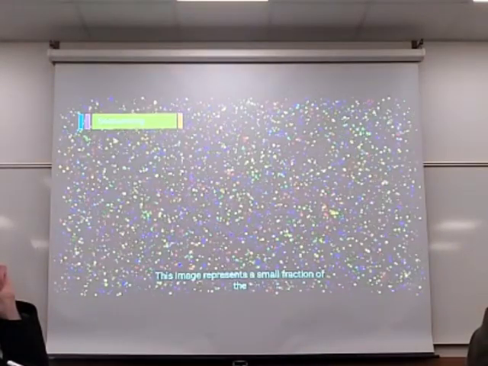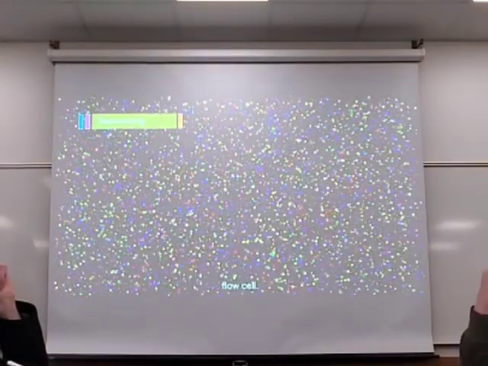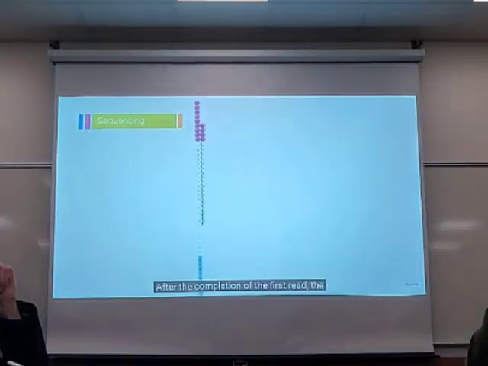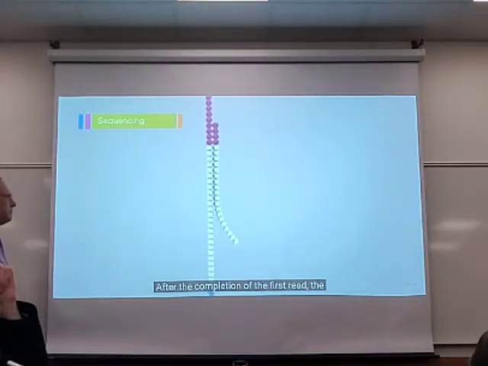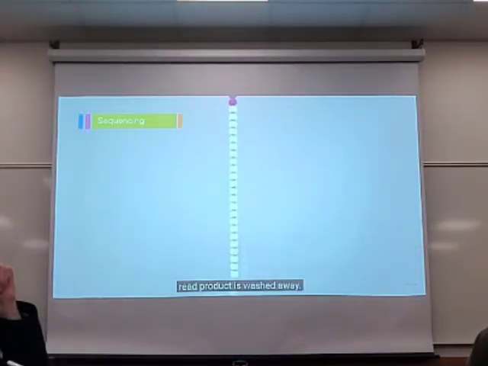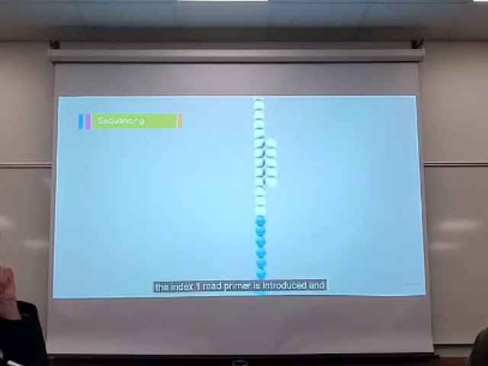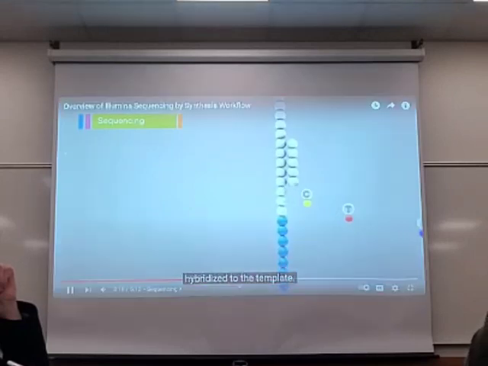Hundreds of millions of clusters are sequenced in a massively parallel process. This is what the image looks like. It represents a small fraction of the flow cell. Good luck interpreting that. After the completion of the first read, the read product is washed away. In this step, the index 1 read primer is introduced and hybridized to the template.